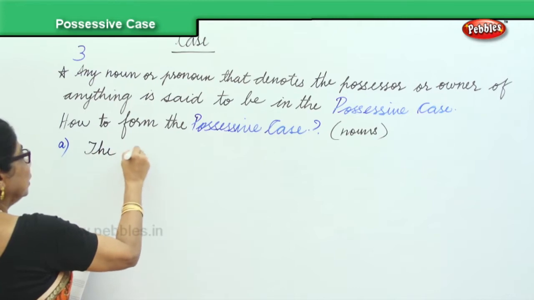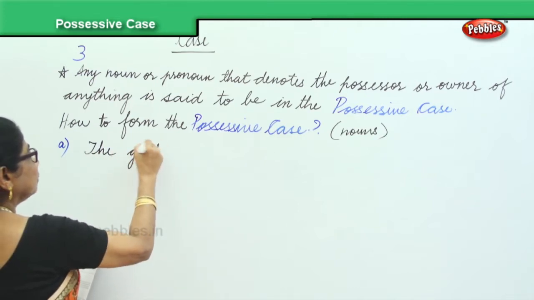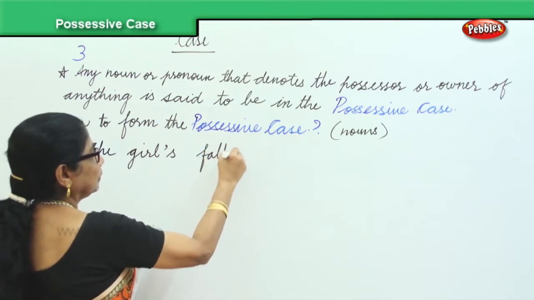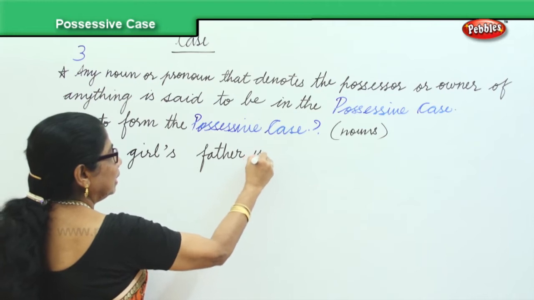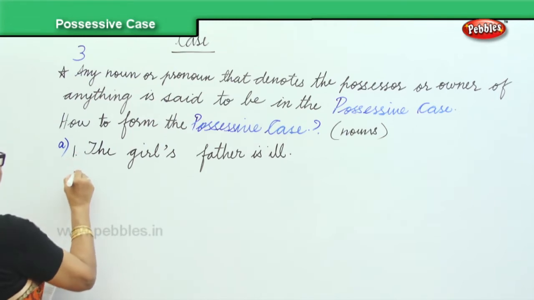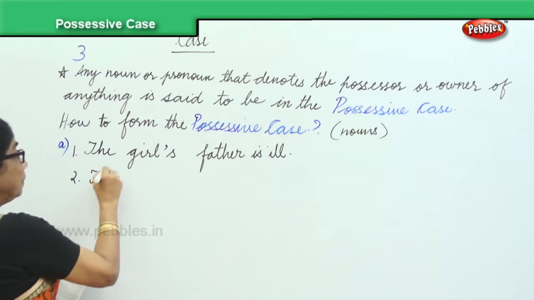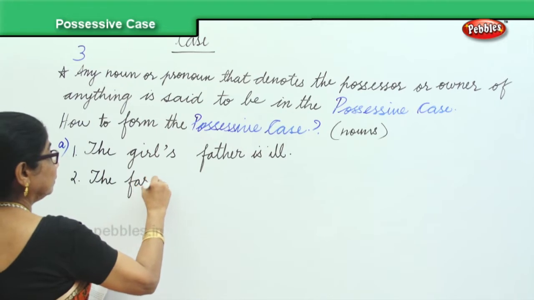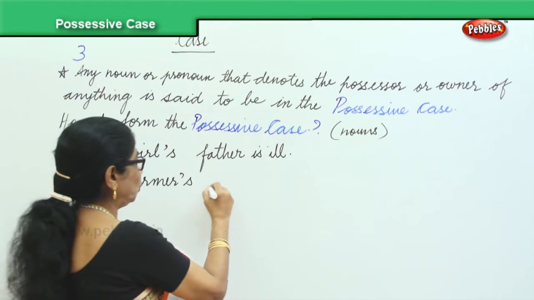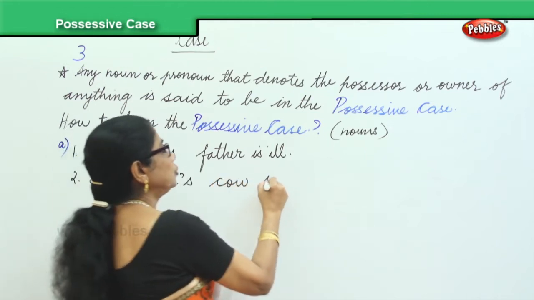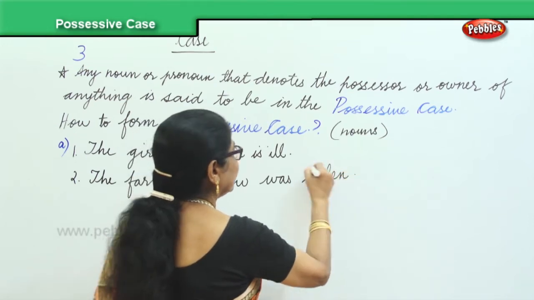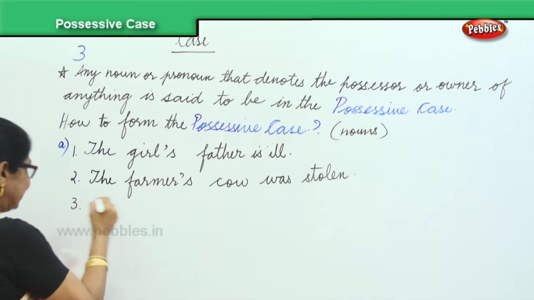The girl's father. The girl's father is ill. Okay. Next we have the farmer's cow was stolen. Look at the nouns in all these 3 sentences.